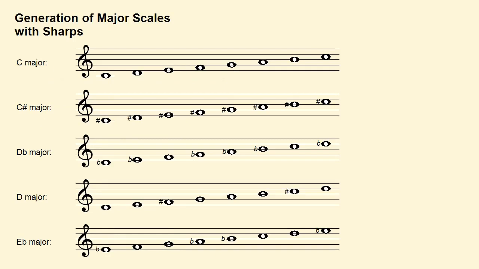Therefore, we will use a method in which these alterations appear in an orderly manner, alterations of the same type and one at a time until completing the 7 possible alterations. In this video we will deal with major scales that use sharps, and in the next theory video we will deal with major scales that use flats. The result obtained in this video will be the following.